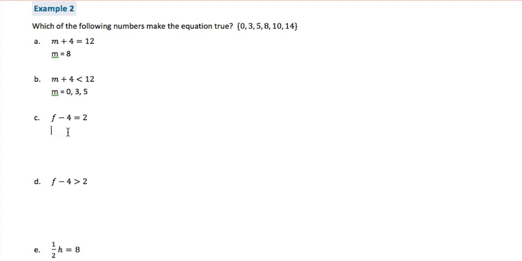In C, we have f minus 4 is equal to 2. So f, if we subtract 4 from 0, we actually get negative 4. That's not true. 3 minus 4 is negative 1. 5 minus 4 is 1. 8 minus 4 is 4. 10 minus 4 is 6. 14 minus 4 is 10. And so there is no number in this list that makes this equation true.